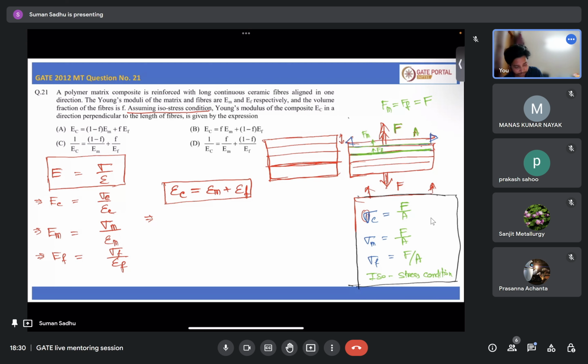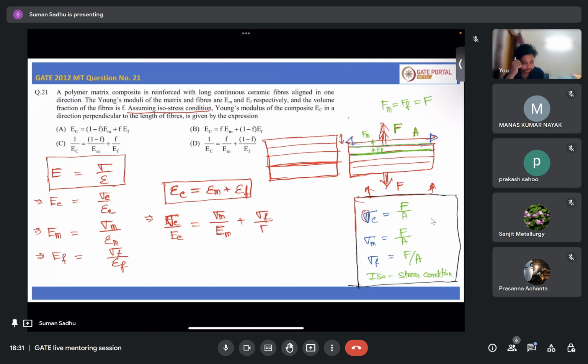Now if you write this epsilon c in terms of Ec and sigma c, then you will get sigma c divided by Ec is equal to sigma m divided by epsilon of, sorry, I made a mistake. Anyone found out what mistake I made here? Sir, you also need to consider the volume fraction.